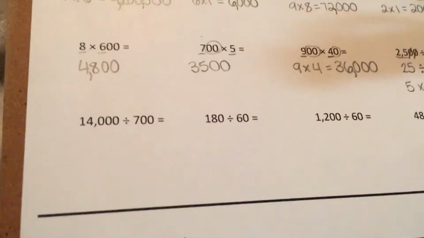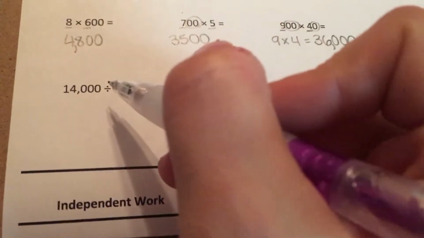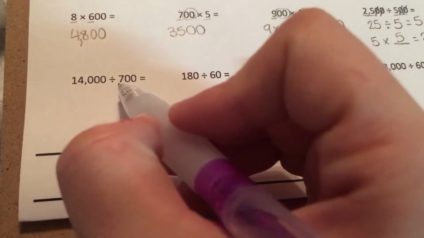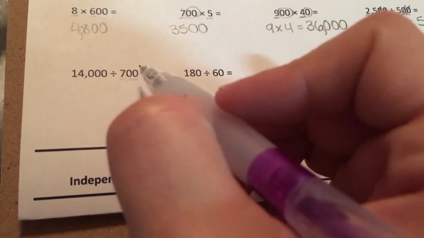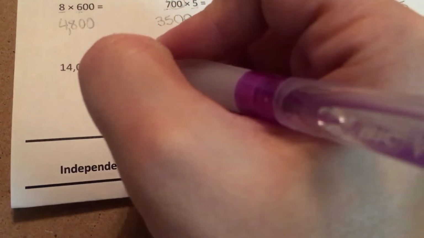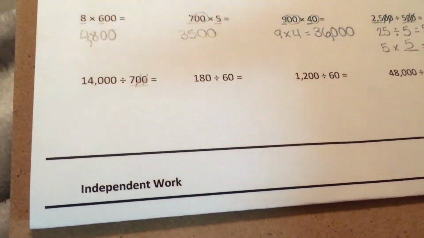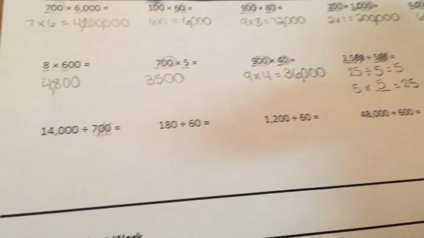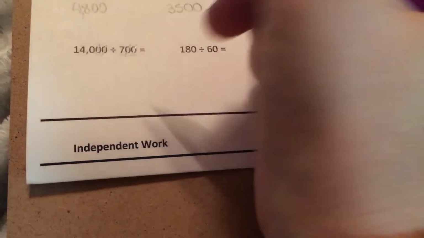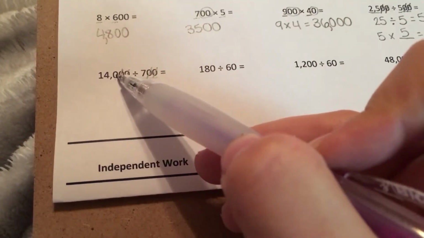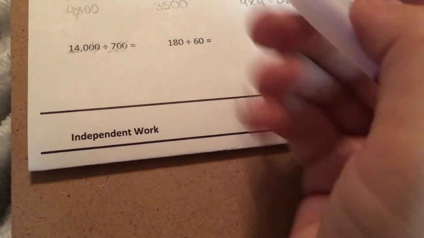Alright, let's look at this one now. In this problem, I'm dividing by 700, and there's 2 zeros. So I see 1, 2. If I take off 2 here, then that means I get to take off 2 here. Well, when I do that, I still have an extra 0, but I'm going to ignore that. I'm going to pull out this number and this number.